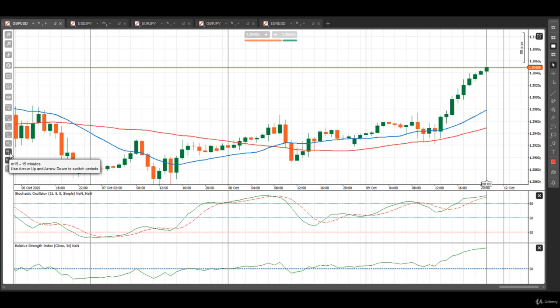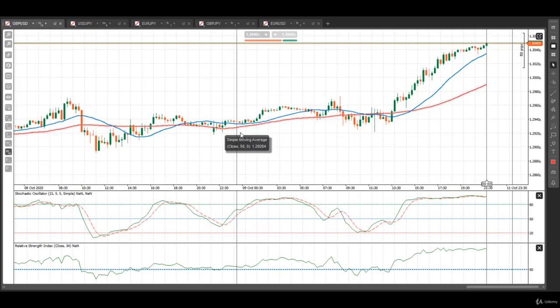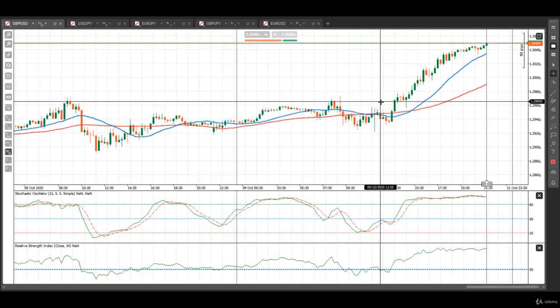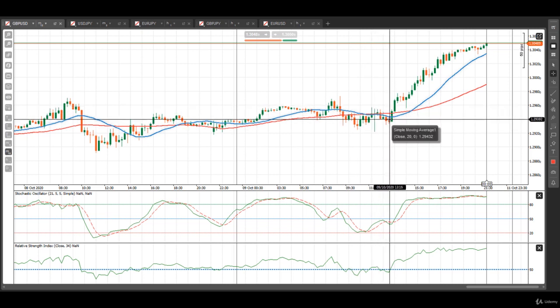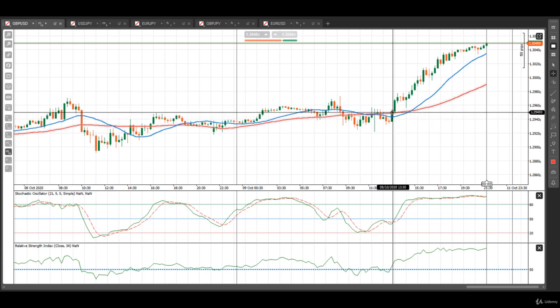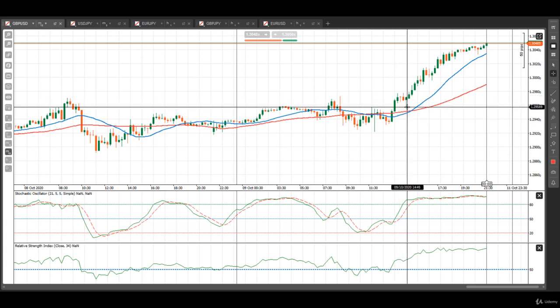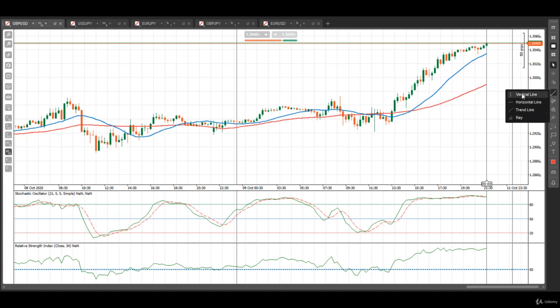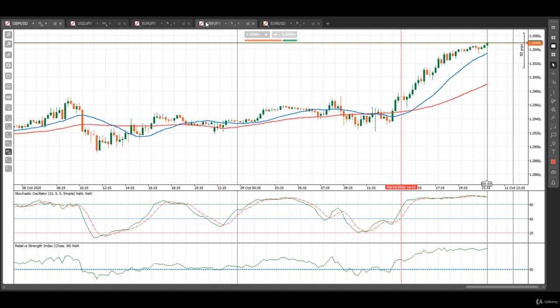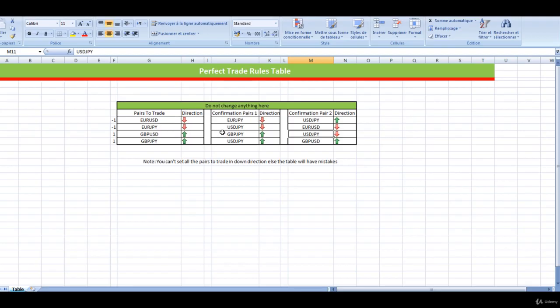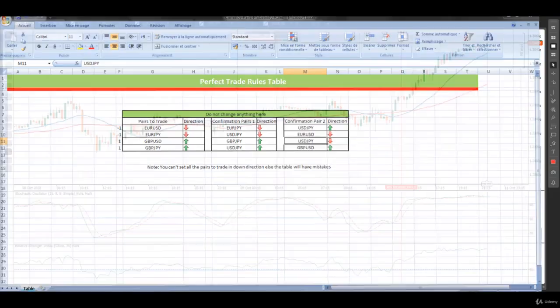So let's jump to M50 to confirm that the market is trending. Until here the market is not trending, it's ranging. Before this candle we have a bullish engulfing and the market goes up. Then here we can search for a trade. Okay, so let's do a vertical line here. The GBP JPY must be in an uptrend also.